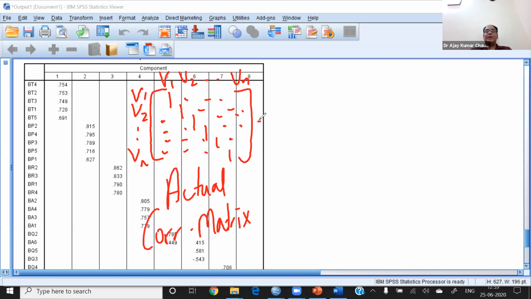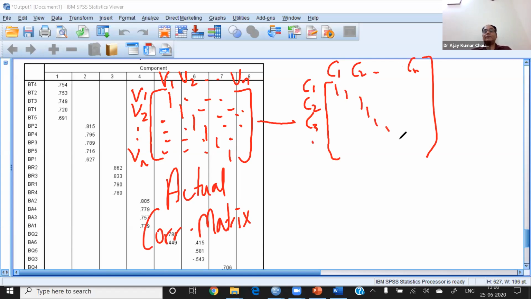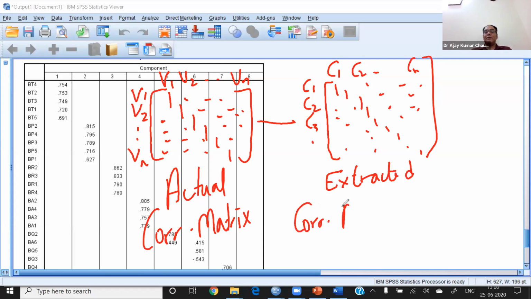Now the variables are converted into factors. So we are having component 1, component 2, component 3, and so on. So this is the correlation matrix between the components, because all the variables become components after the factor analysis. Again, this is 1, and this is the correlation between the components. And this is called the extracted correlation matrix. Now, if the factor analysis is very good, these two matrices should be the same.